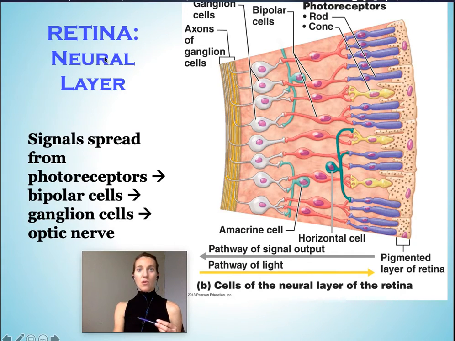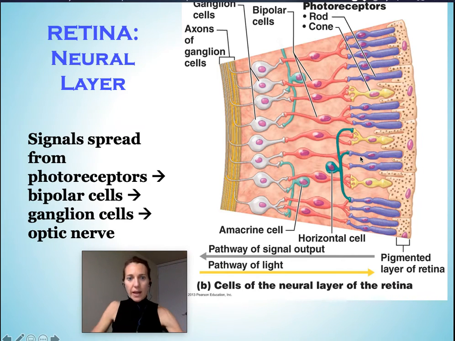So this is the neural layer of the eye. And there's a lot going on. The retina has an important job. So I've got a couple slides to get at how it works. First of all, just looking at the anatomy at the back of the eye.